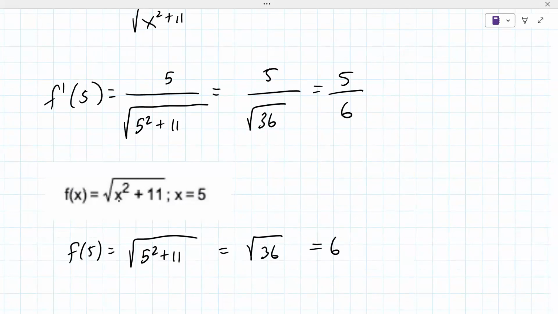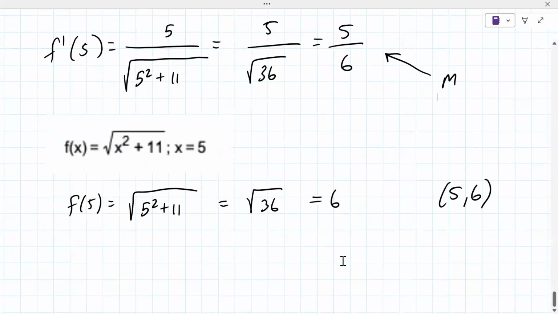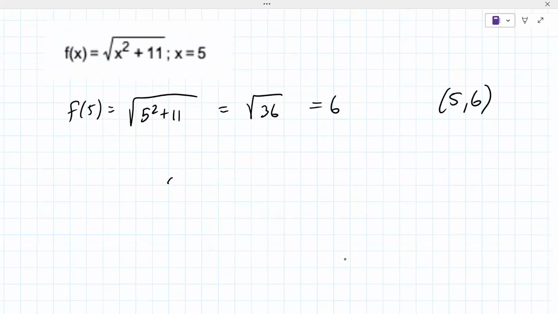Ends up being 6. So your ordered pair is (5, 6), and this is your slope. So in an earlier problem, we used point slope form. We'll use slope intercept form in this one, just so you have an example of each in your notes. That's y equals mx plus b.